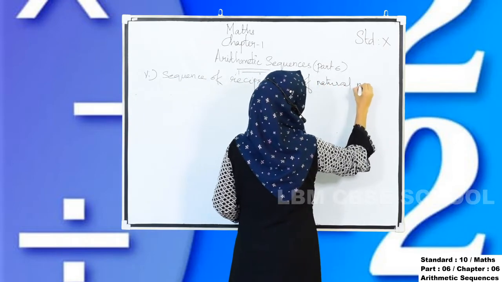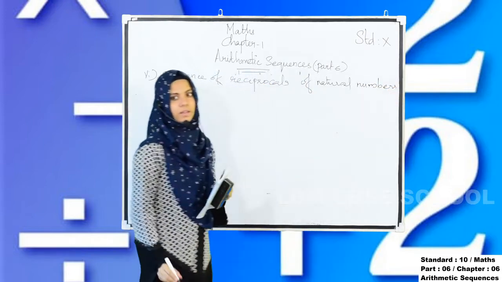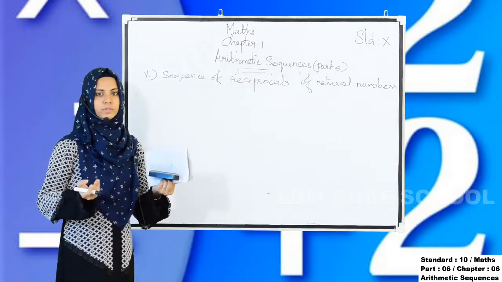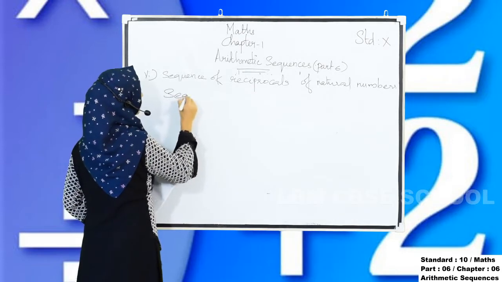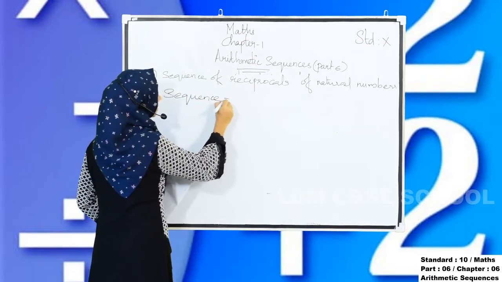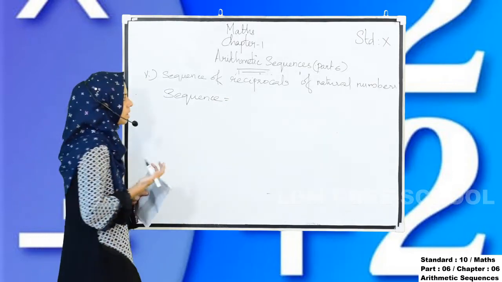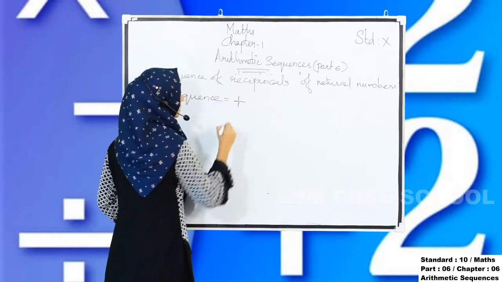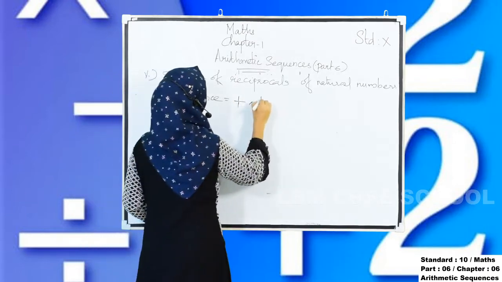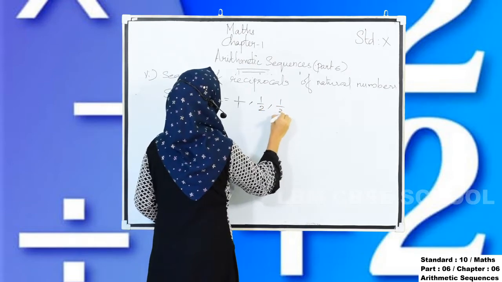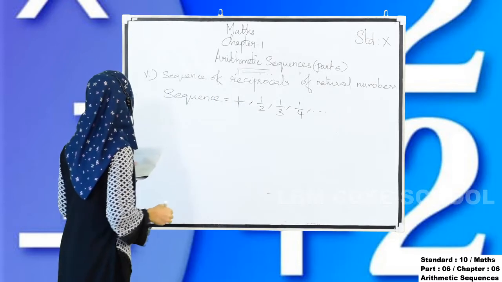We know that the natural numbers are, what are natural numbers? 1, 2, 3, 4, 5, 6, etc. So sequence of reciprocals of natural numbers means we want to take the reciprocal of each natural number. So the reciprocal of the first natural number is 1 by 1, then 1 by 2, then 1 by 3, 1 by 4, etc. Okay.